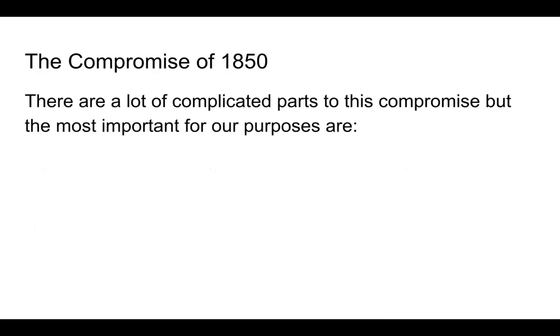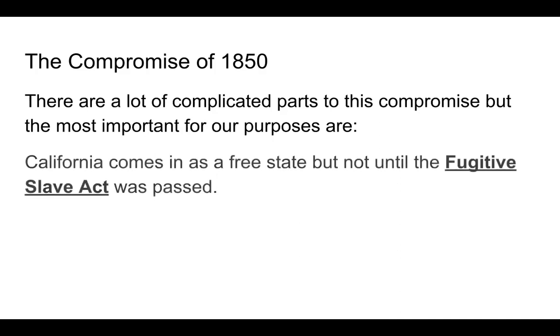Now, my high school students have to know all five pieces of the compromise, but I think that's a bit much for our fourth graders. So I told them today that there's a lot to this, but the only thing we really need to focus on in terms of California is that California is going to be allowed to come in as a free state, but there's a but. Here's the compromise piece. The Fugitive Slave Act is going to be passed.